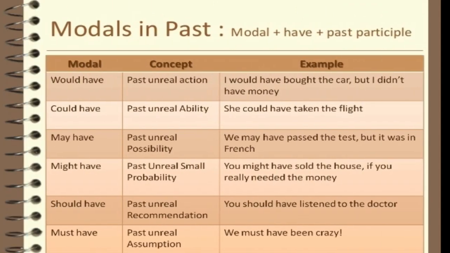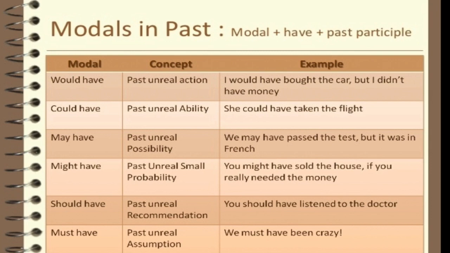Some more examples: would have, could have, may have, might have, should have and must have. And their concept: would have shows a past unreal action, right? I would have bought the car but I didn't have money. Could have shows past unreal ability. So she could have taken the flight. May have shows past unreal possibility.